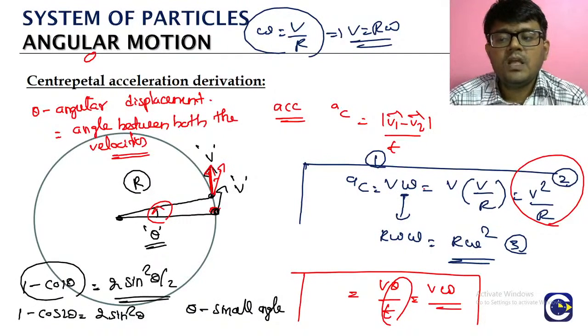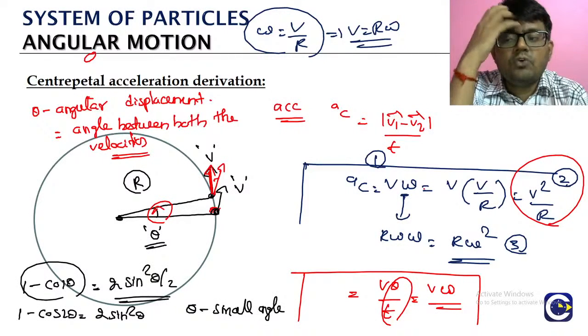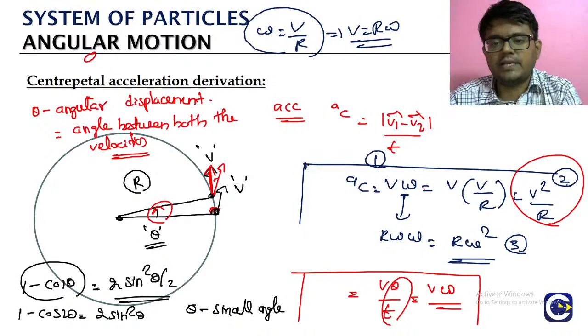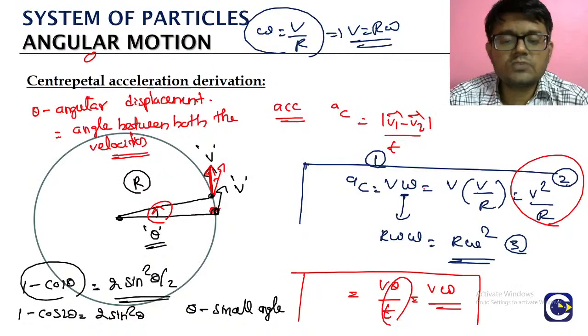So இப்படி தான் அந்த formula வருது. ஓகேவா? Or we have one more third formula for that. What is it? r into omega square. What is the third formula for that? r into omega square. ஓகேவா? So this is the centripetal acceleration derivation.